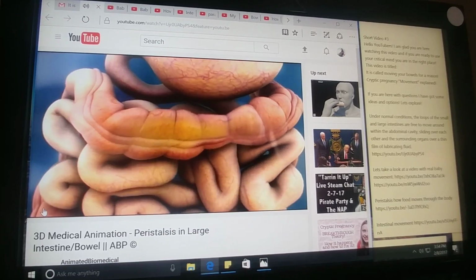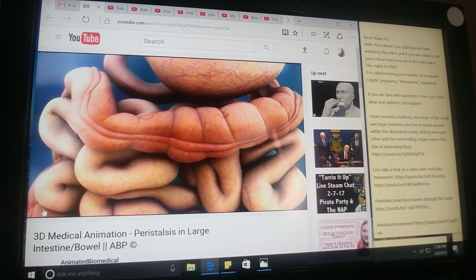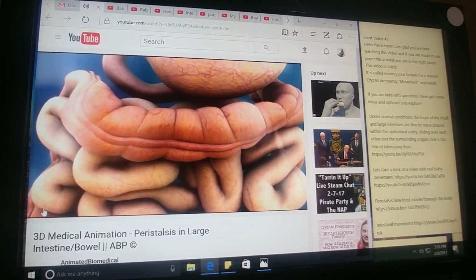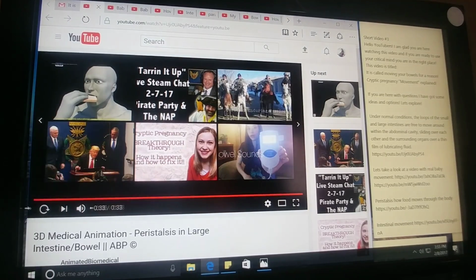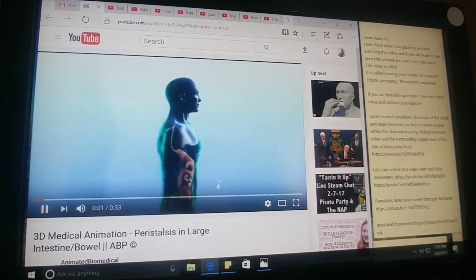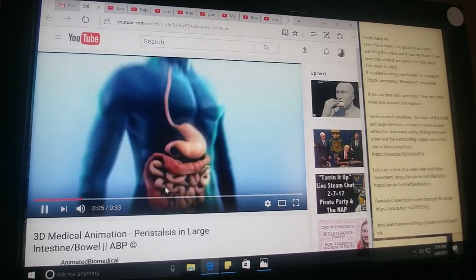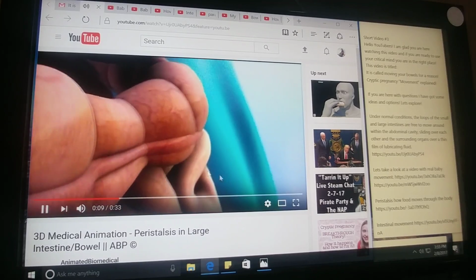Under normal conditions, the loops of the small and large intestines are free to move around within the abdominal cavity, sliding over each other and their surrounding organs over a thin film of lubricating fluid. In this video that I just showed you, that was peristalsis. That is how the intestines contract in order to move feces through the bowels and through the colon.